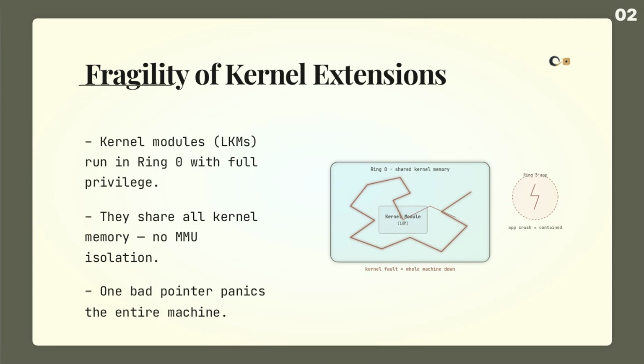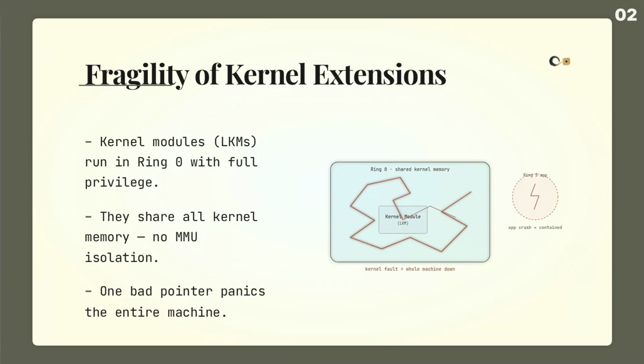Unlike user space applications, there is no hardware-enforced boundary or page table isolation between the core kernel code and these modules. They share the exact same address space. To understand the gravity of this design, let's look at the anatomy of a kernel panic. In user space, if a process dereferences a null pointer, the MMU detects the violation and the OS safely terminates that specific process with a segmentation fault. But inside ring 0, there is no safety net.